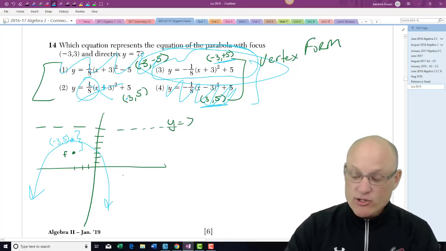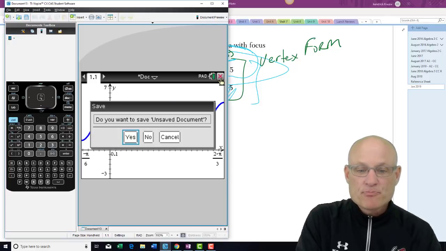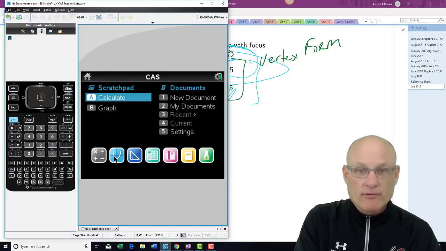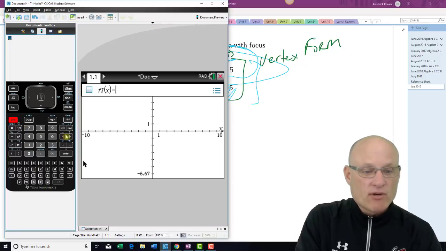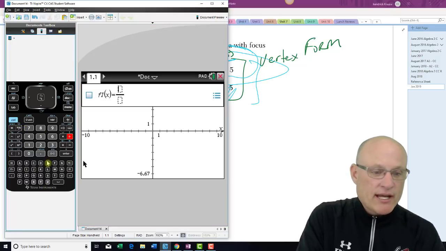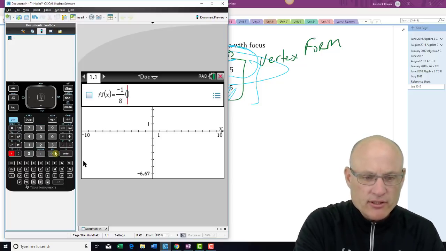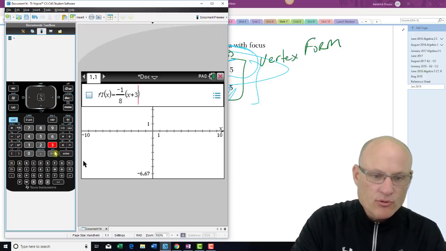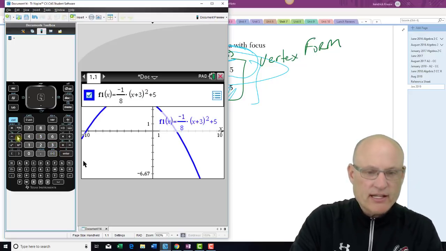Okay. Now, I know it's choice 3, but I want to use my graphing calculator as a tool. No, you're not a tool. Okay, some of you are tools, but not all of you. As a tool to get the right answer. So control division, negative 1 over 8, parenthesis, x plus 3 squared, and then plus 5. I think that's what it was, right?